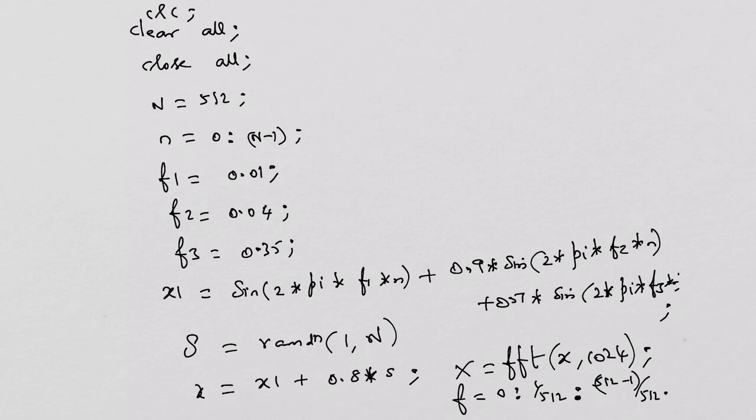Let's create random noise with the name s. It is stored. So x1 added with 0.8 times the noise will give me the desired x. This x is analyzed in the spectral domain using the fft function with the length capital N equal to 1024 and small f equal to 0 colon 1 by 512 colon 512 minus 1 divided by 512.